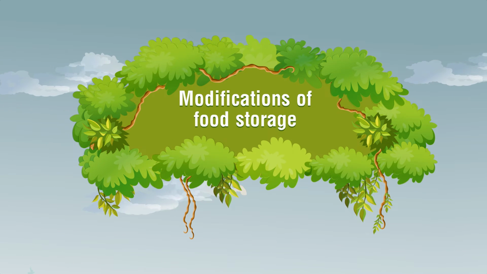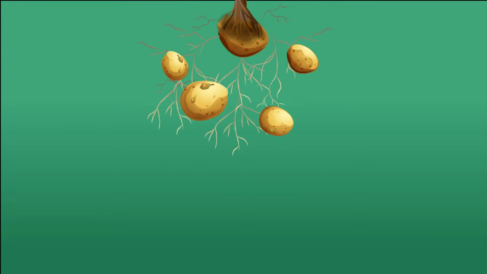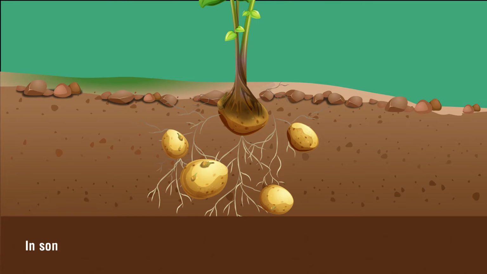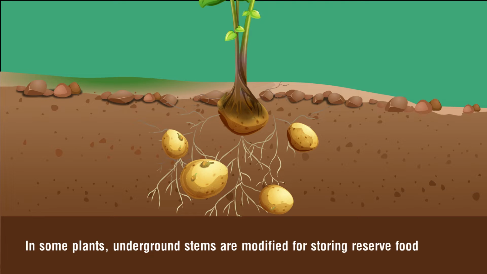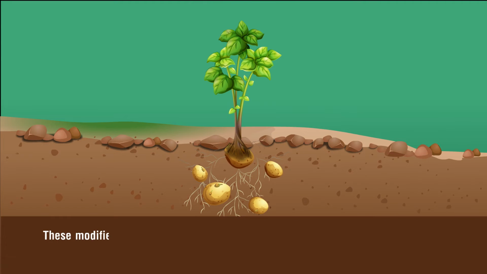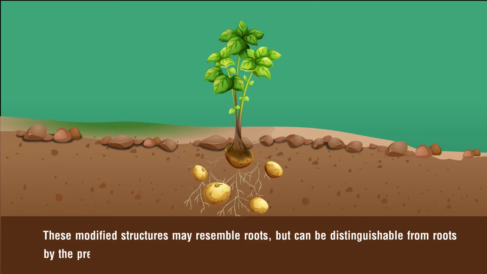Modifications for food storage. In some plants, the underground stems are modified for storing reserve food materials. These modified structures may resemble roots but can be distinguished from roots by the presence of some traits.